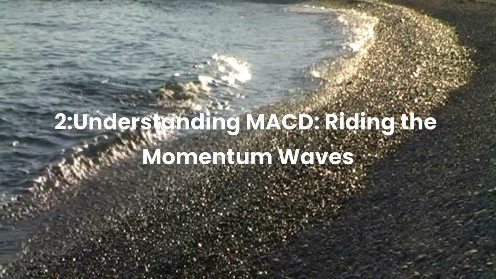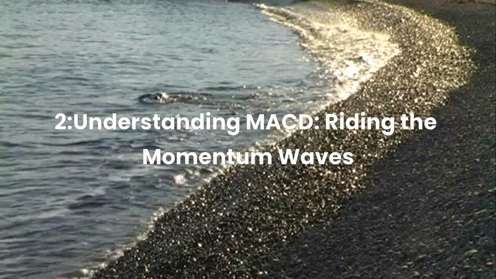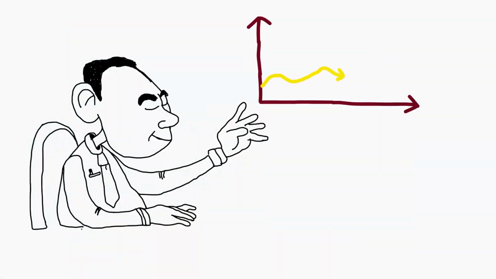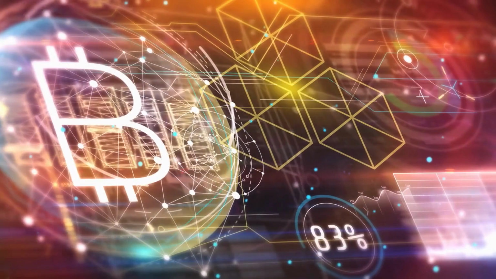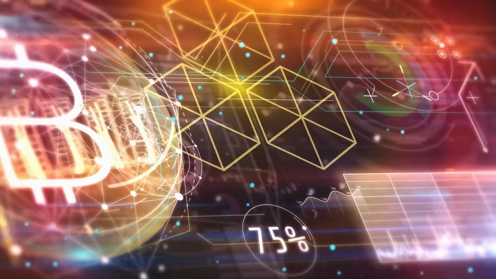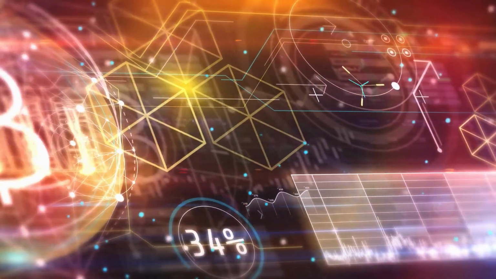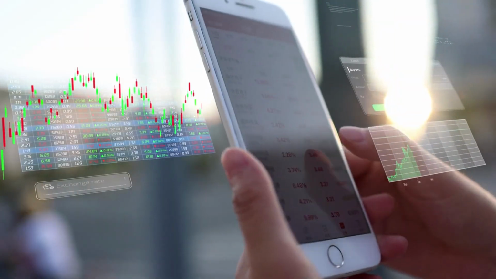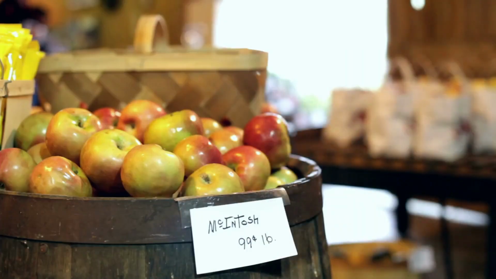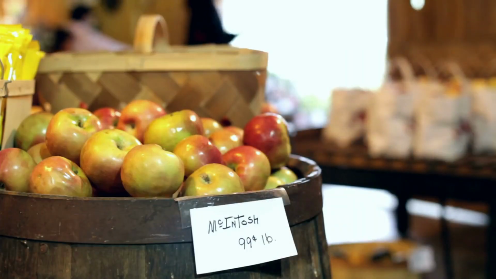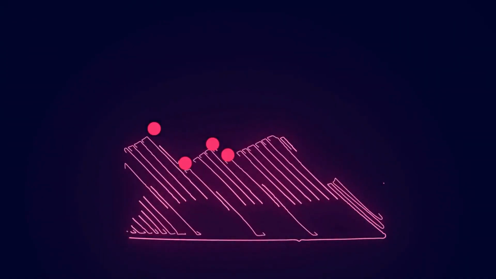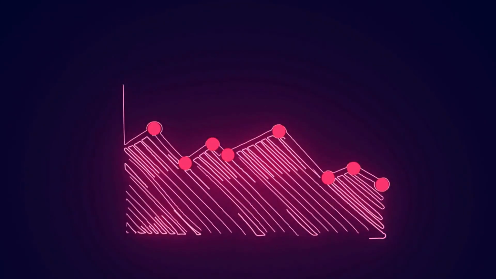2. Understanding MACD, riding the momentum waves. The MACD, moving average convergence divergence, reveals the heartbeat of market momentum. It's built on exponential moving averages that adapt to crypto's rapid pace. When the moving average convergence divergence line crosses above the signal line, it often signals a buying opportunity. A bearish crossover, on the other hand, warns of potential downward pressure.